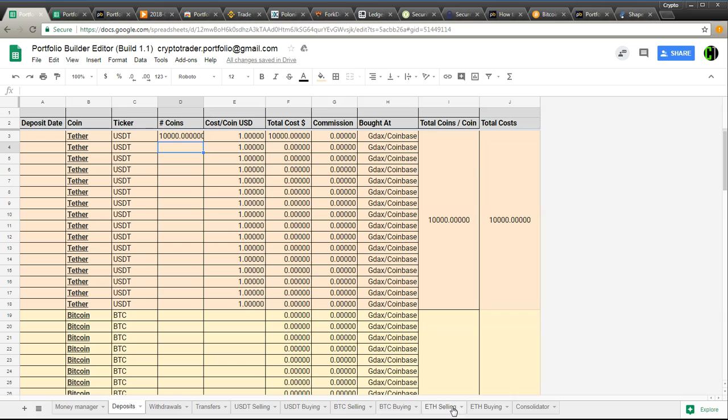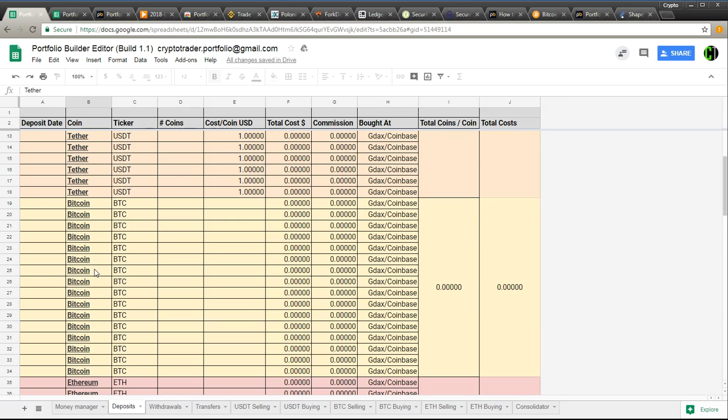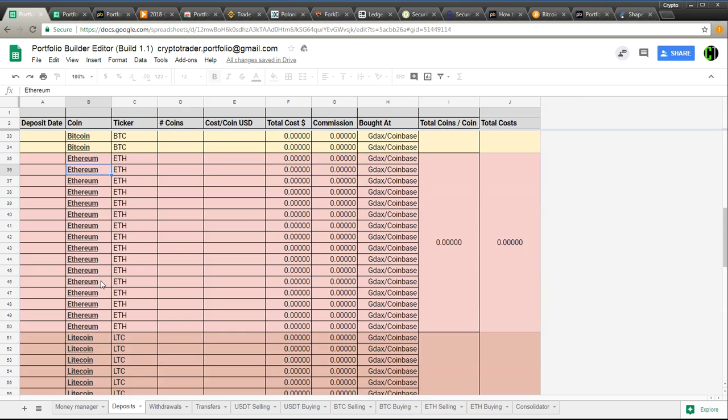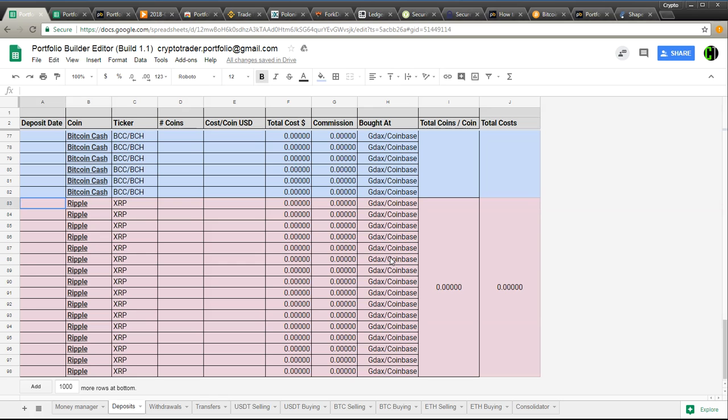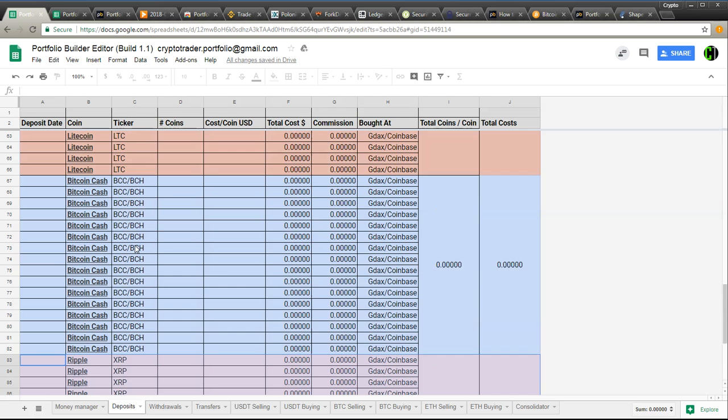and then each of these different currency pairs where we've made trades. So a deposit is when we convert our fiat currency into either Tether, Bitcoin, Ethereum, Litecoin, or Bitcoin Cash. Now, in anticipation that they may add Ripple to Coinbase at some point, I have added it there, but that's currently not possible.